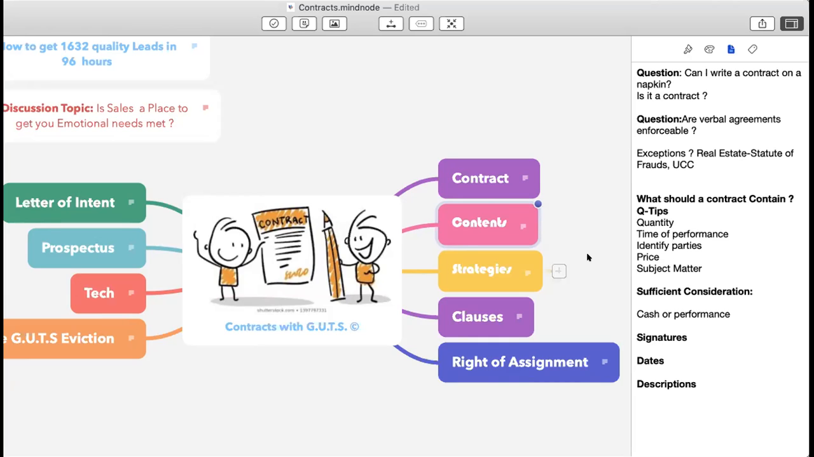You've got to have sufficient consideration. Insufficient consideration can take you out of the contract. It can void it, null and void it. So make sure you study the sufficient consideration, so cash or performance. Signatures, all the pertinent parties, you need signatures.